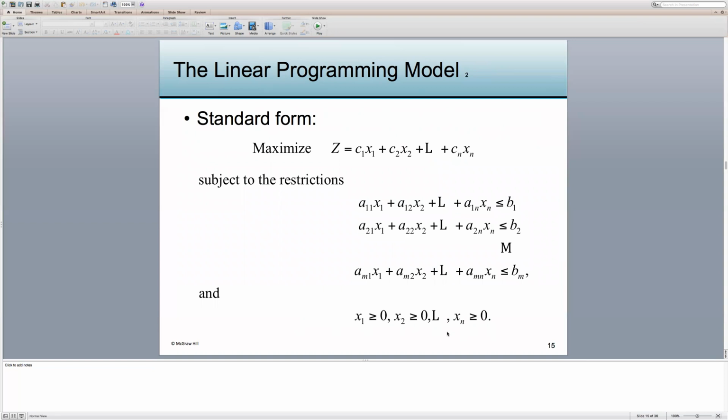A typical linear programming problem will have the following standard form. You want to maximize some function Z, which is a linear function of n variables, and you will have constraints. Constraints are some linear function less than or equal to b1, less than or equal to b2, less than or equal to b sub m. You might have little m constraints and certain non-negativity conditions. The x's have to be non-negative.